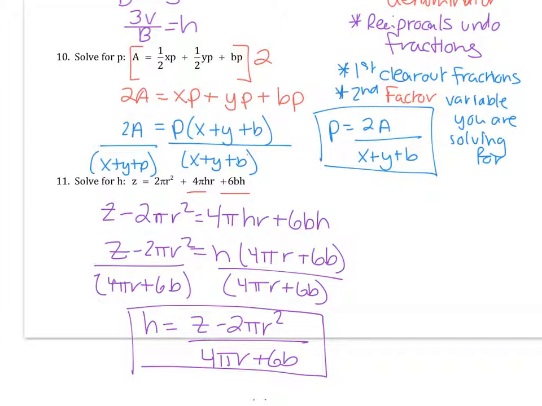So just remember that we always need to undo addition and subtraction first, and then finish with multiplication and division. It's the reverse order of operations, and that should help when you're doing your solve for variable problems. All right, good luck on your homework.